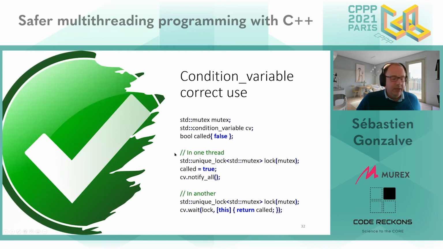So a correct pattern of using those convars should be something like this. You have a mutex, you have a convar, some associated data, and on one thread, you take the lock, you change your value, you notify one or all. And in another thread, you have something waiting for the predicate on this data to have a certain value, with the lock L. But this, you don't have the choice. To be able to call the wait, you will need this unique lock to be here.